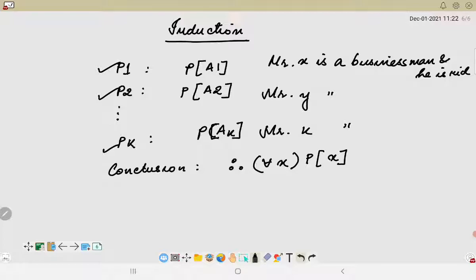K is a businessman and he is rich. In between, let's say premise number 3 also, Mr. Smith is a businessman and he is rich. Premise number 4 also states that Mr. Ansari is a businessman and he is rich. So what should be our conclusion? Our conclusion would be, therefore all businessmen are rich. So this is true. Okay, so we consider it as a universal truth.